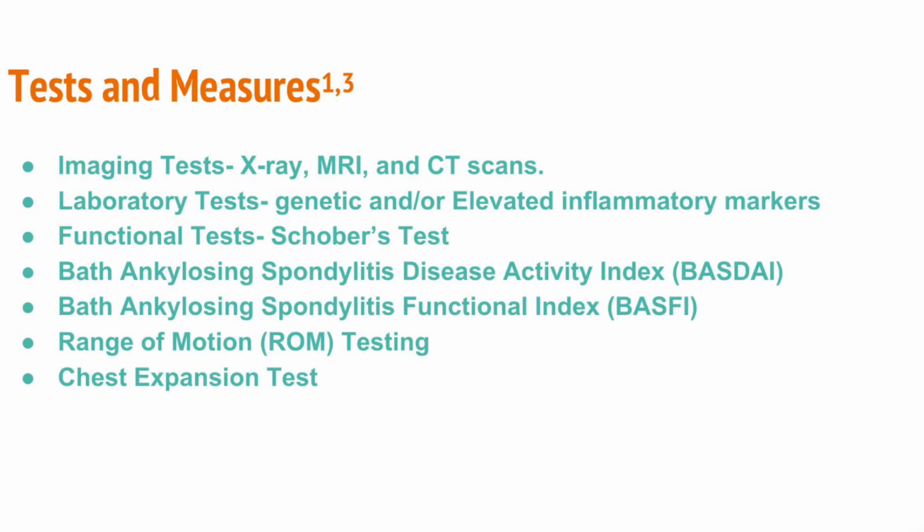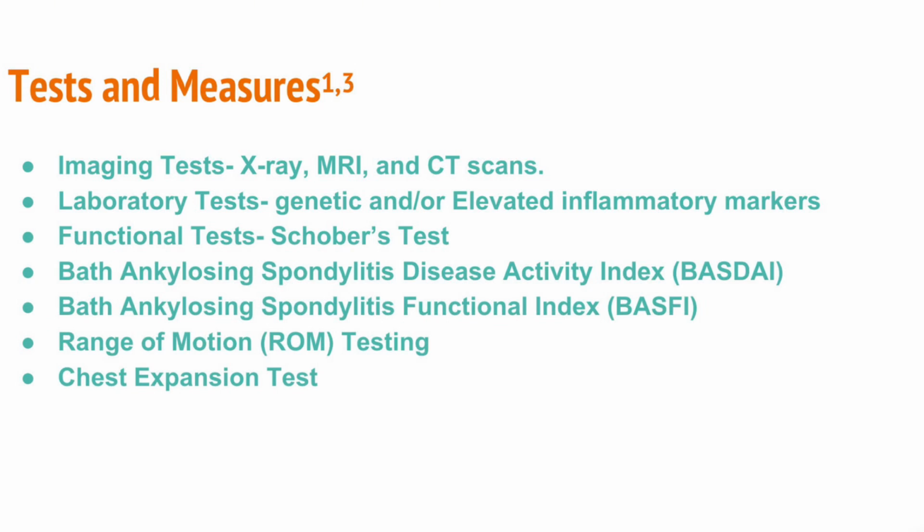Some tests and measures include imaging tests such as X-ray, MRIs, and CT scans. Laboratory tests such as genetic and or elevated inflammatory markers. Functional tests include the Schober's test, which is basically the clinician will mark 10 centimeters above the L5 vertebrae and 5 centimeters below the L5 vertebrae along that midline, and they will have their patient forward flex maximally, and they will measure the distance from the upright to the forward flex position, and patients with normal spine mobility should have an increase of 5 centimeters, so therefore it should be greater than 20 centimeters overall.